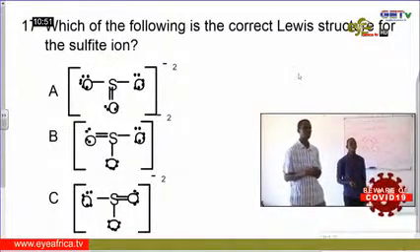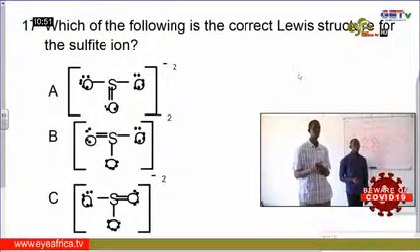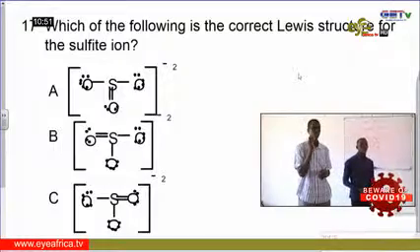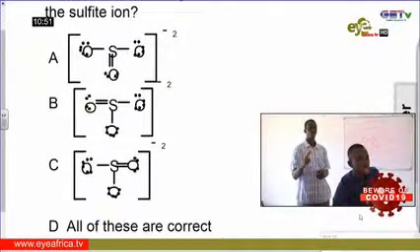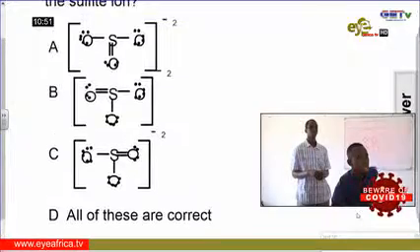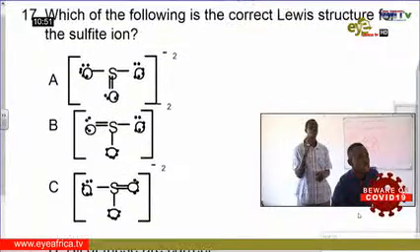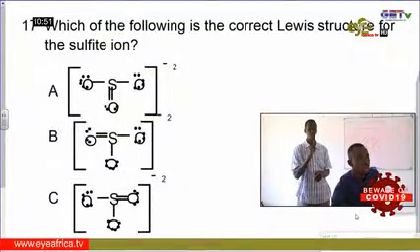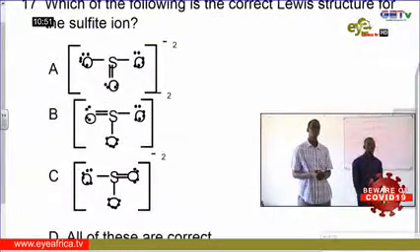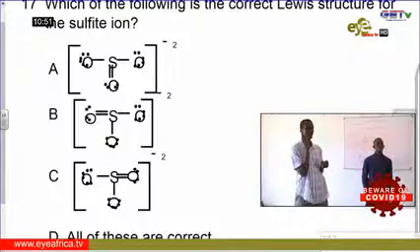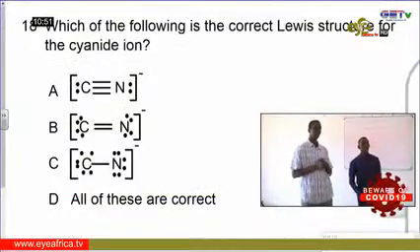Which of the following is the correct Lewis structure for sulfide ion? So here also in this case, you have letter A, letter B, letter C, and also letter D. So the correct option in the sulfide ion in this case will be, none of these options are correct. None of them is able to explain the actual Lewis dot structure of sulfide ion.